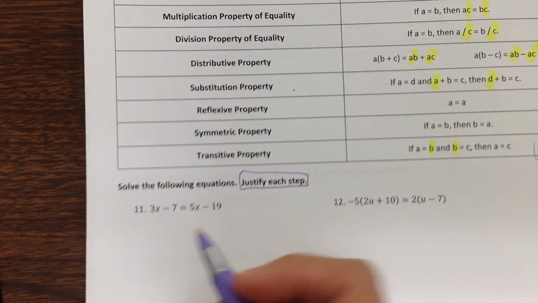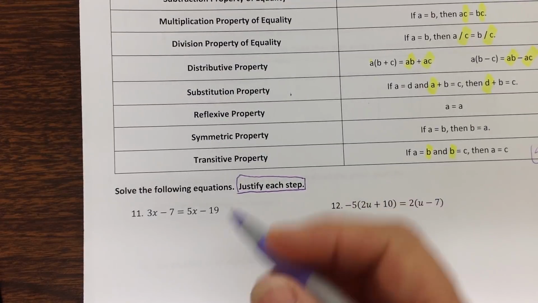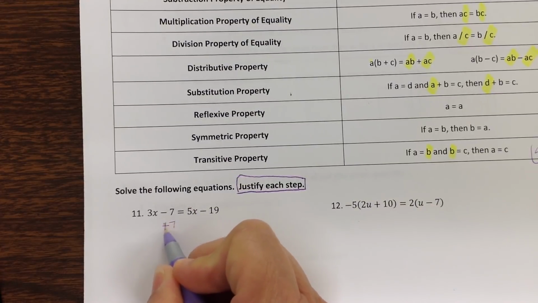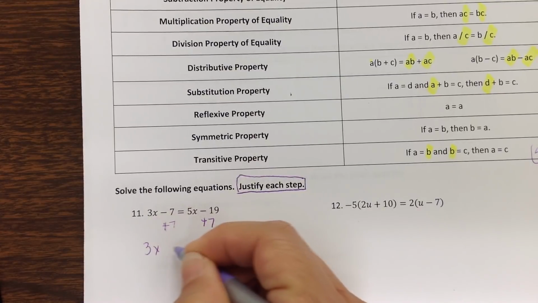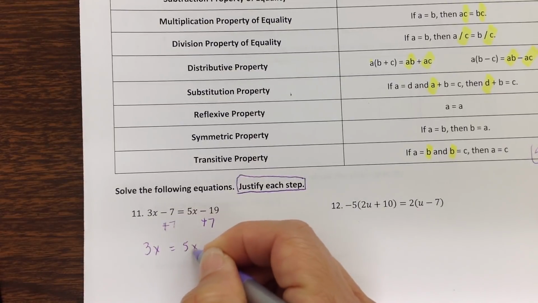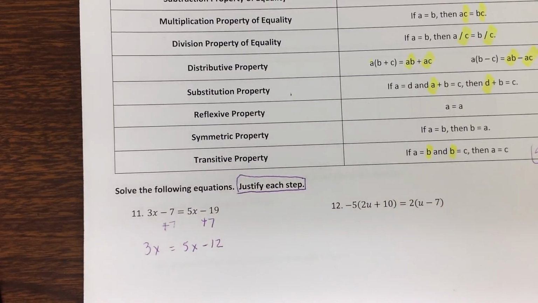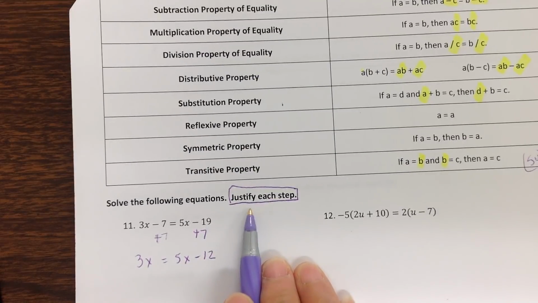Alright, so what I might do first on this equation, and of course what you do first and what I do first really is not that big a deal if it's different as long as we're following the PEMDAS rules, correct? So I'm going to go ahead and add 7 to both sides, which would give me 3x is equal to 5x minus 12. Okay, but here's where the work comes in. I have to justify that step.